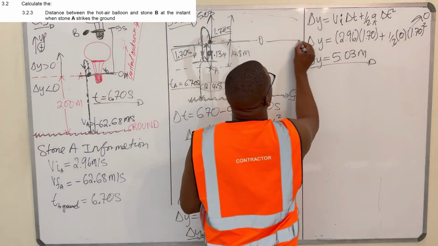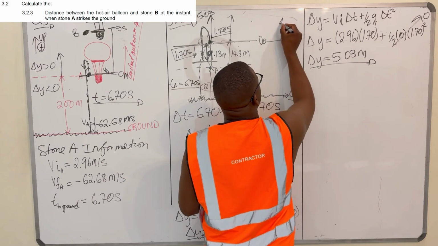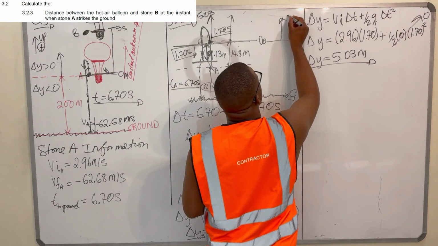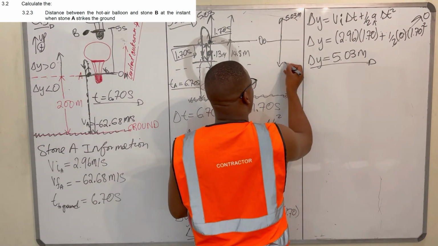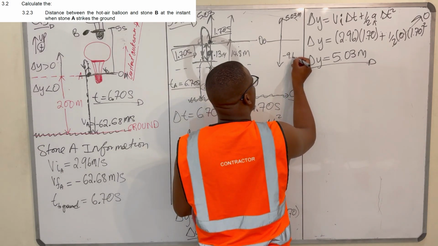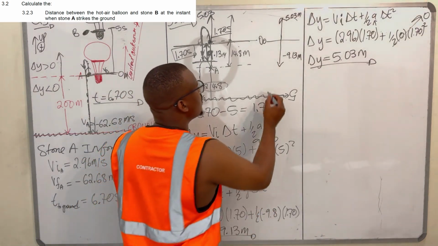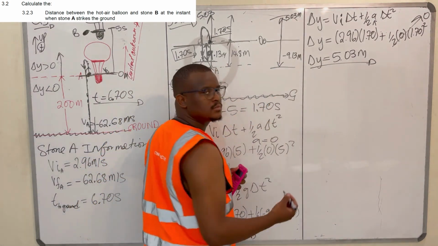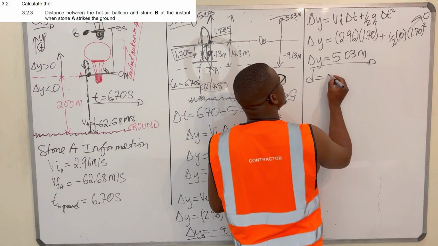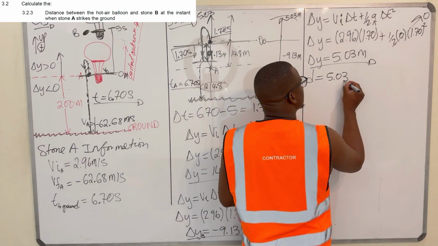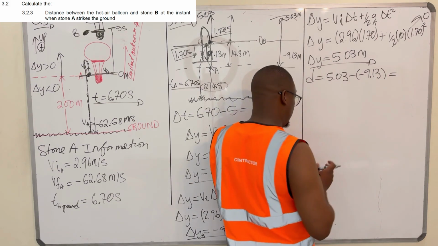So you have a situation like this. If they both started here, the hot air balloon moved 5.03 meters from the starting position, and the stone moved negative 9.13 meters from the starting position. So you want to know how far apart they are, right? So that's the distance. The distance will be equal to 5.03 minus negative 9.13, which would be the distance between them.